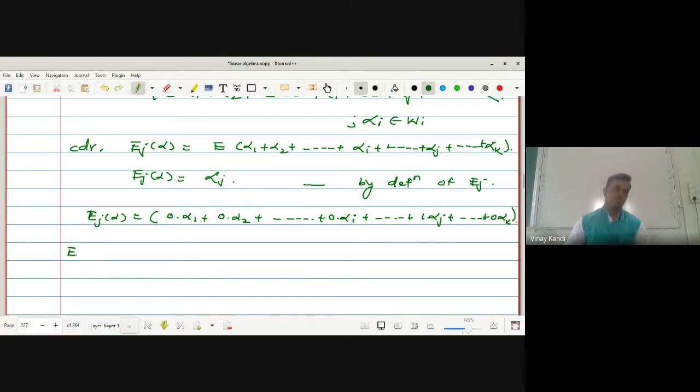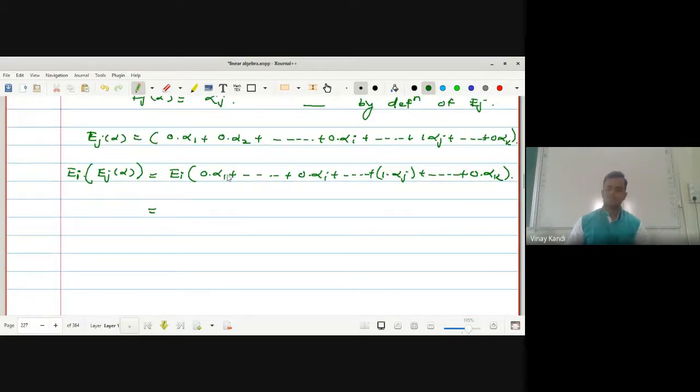Okay, now apply EI on this. EI into EJ of alpha is EI of 0 into alpha 1 plus 0 into alpha I up to so on, plus 1 into alpha J, plus 0 into alpha K. EI is making all the other terms 0 except this one. But here its scalar is also 0, your I term. So this is 0. That is, EI into EJ of alpha is equal to 0, where I is not equal to J, for all alpha belongs to V. This implies EI into EJ is equal to 0. Is it correct? Any doubt?